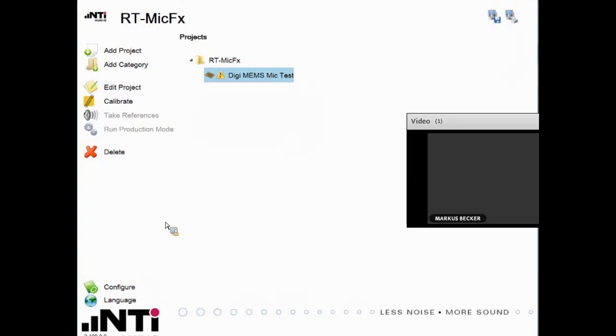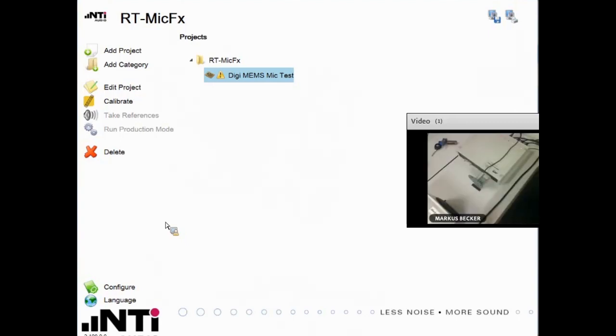Here you see the reference loudspeaker. This is the MEMS microphone, and in the middle we have the reference microphone. This is the MEMS MIG interface box, and here on the right hand side we have the FX100 analyzer.